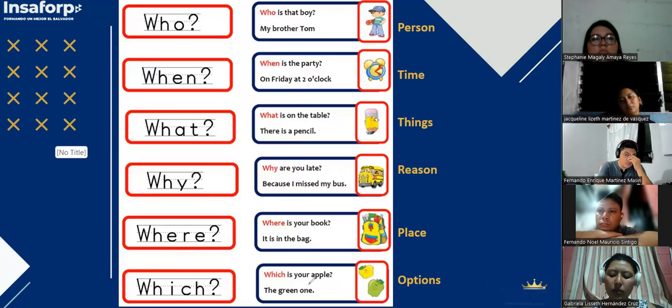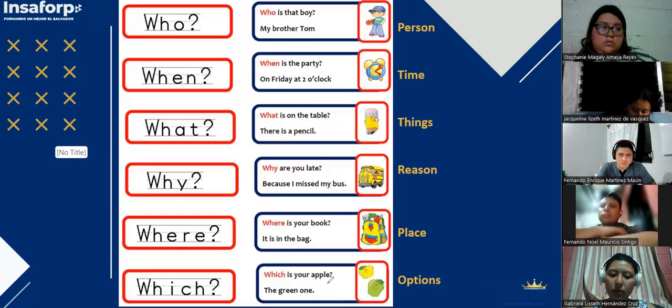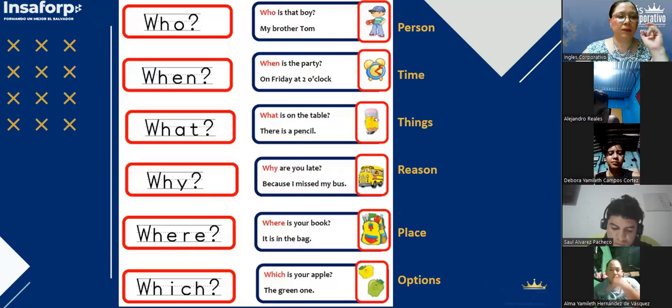¿Ok? Como para decir que esta es la opción que escojo. Entonces, let's be careful with this. ¿Ok? We could also say just the green. The green is my apple. But if I make it short, then I say the green one. ¿Ok? The green one. Okay, let's read it then. Vamos a leer esta parte de acá.